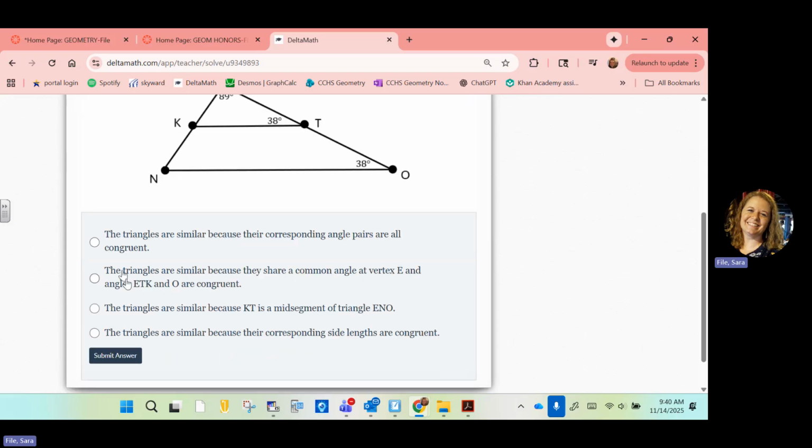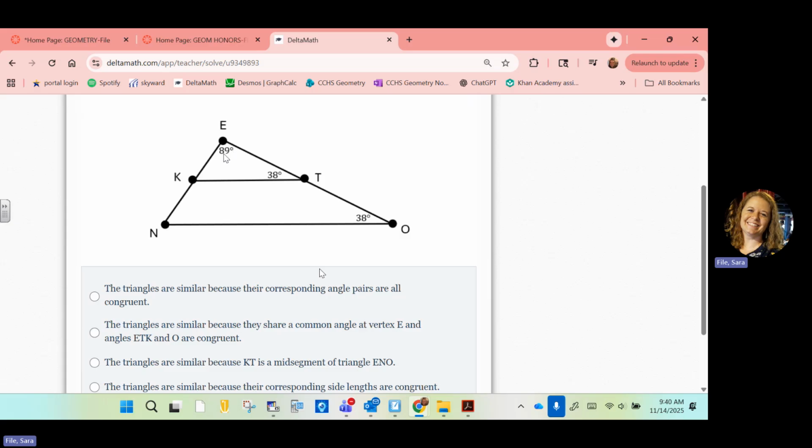Okay. The second statement says the triangles are similar because they share a common angle at vertex E. Yes, E is part of both triangles. And angles ETK, that's this 38, and O, that's this 38, are congruent. So yes, even with just those two, because angle is one of our similarity theorems, triangle similarity theorem by angle, that is enough information to prove that. So those first 3 are all true statements.